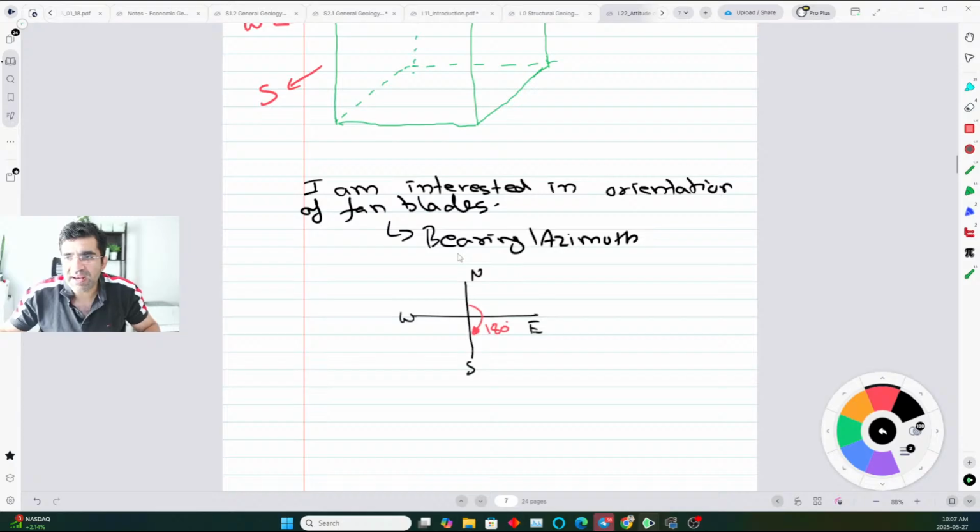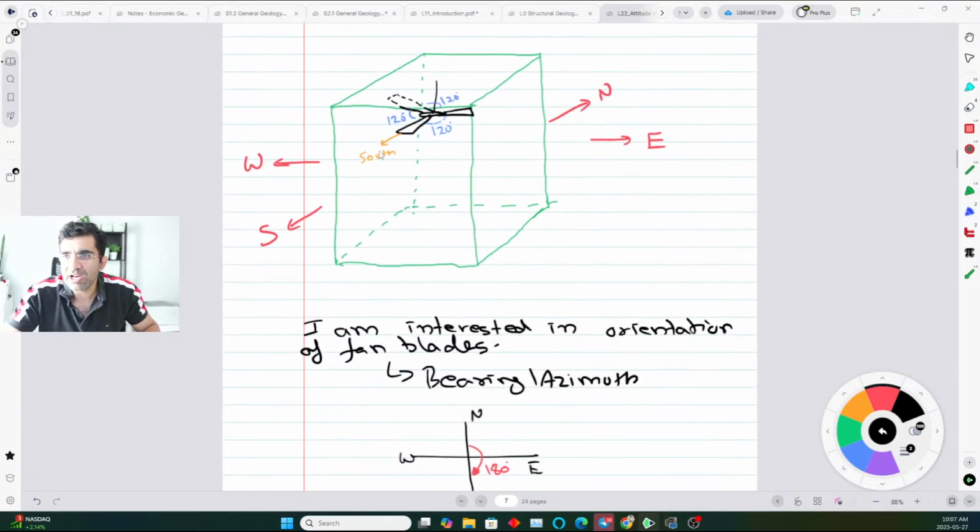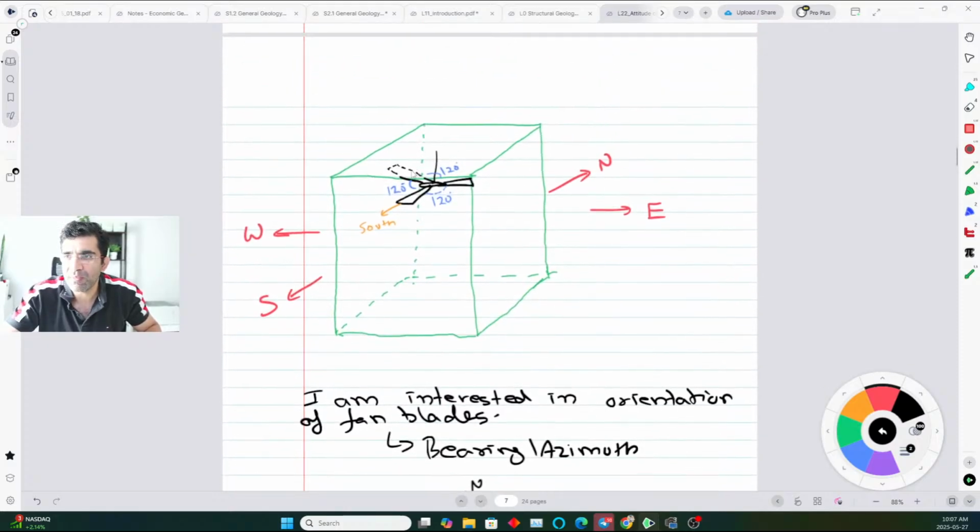So what is the bearing in this case? You have to tell me the bearing of the south facing blade. You have to measure it from the north. So if you measure it from the north direction, that will be 180 degrees.